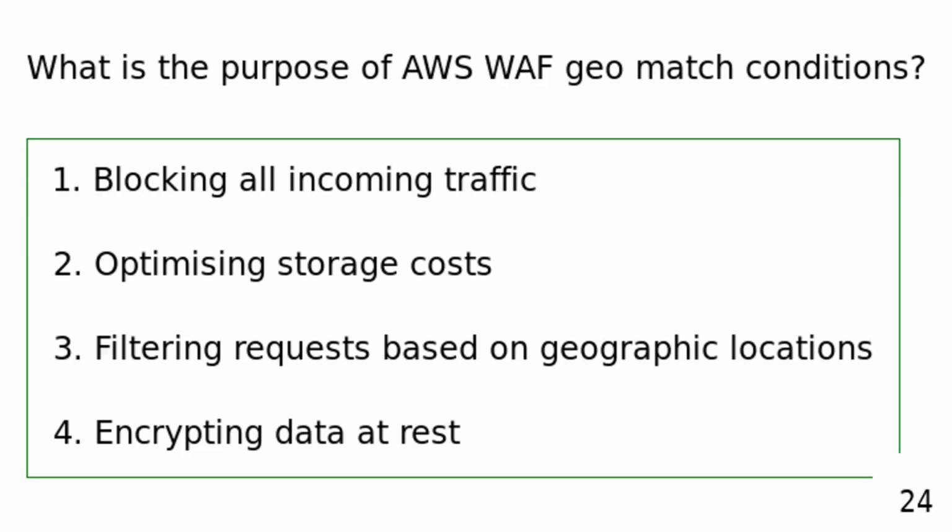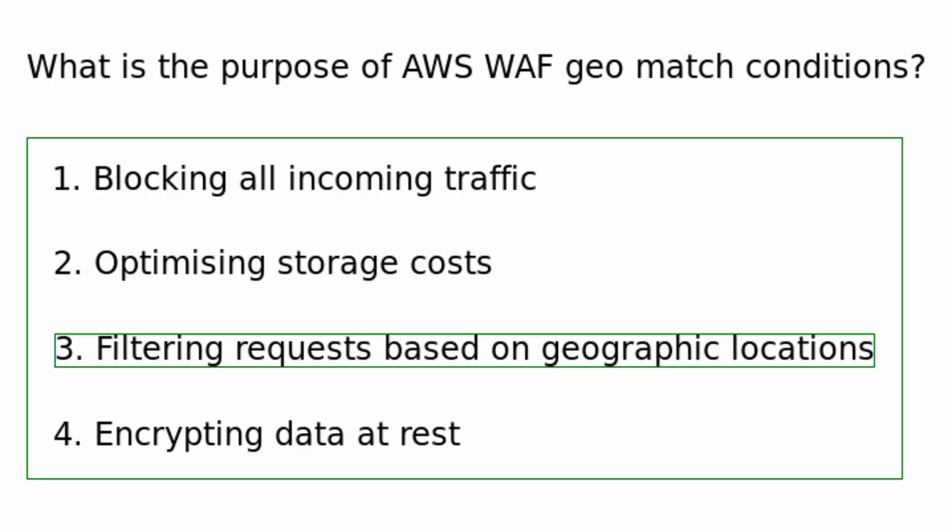What is the purpose of AWS WAF geo-match conditions? Blocking all incoming traffic. Optimizing storage costs. Filtering requests based on geographic locations. Encrypting data at rest. AWS WAF geo-match conditions enable users to filter requests based on the geographic location of the client, allowing for more targeted security policies.